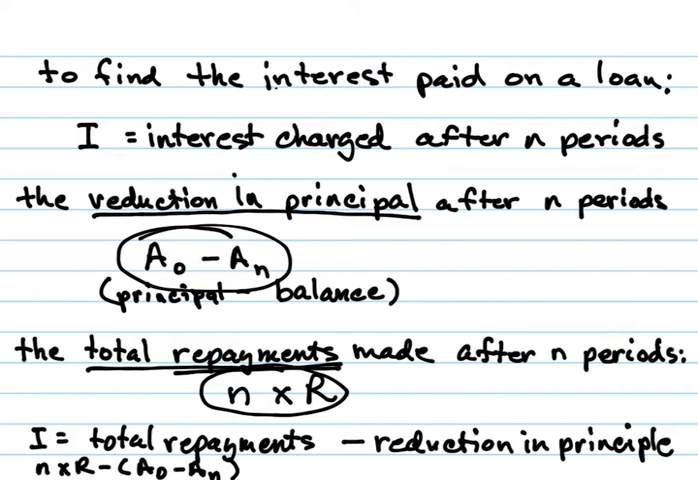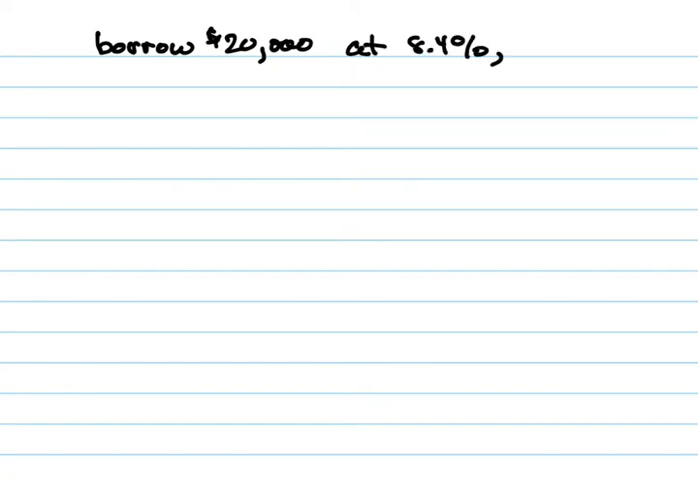We want to know the balance of the loan after a given point in time, and then we want to be able to find the interest that was paid up to that given time. So let's look at an example. So, say that Henry is going to borrow, and I'm not going to write down the whole thing, I'm going to abbreviate a little bit, $20,000 at 8.4% compounded quarterly.